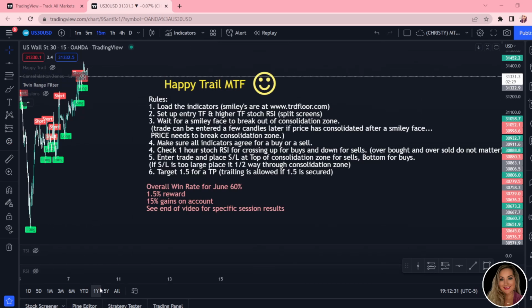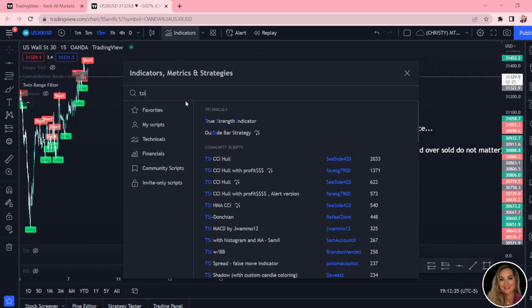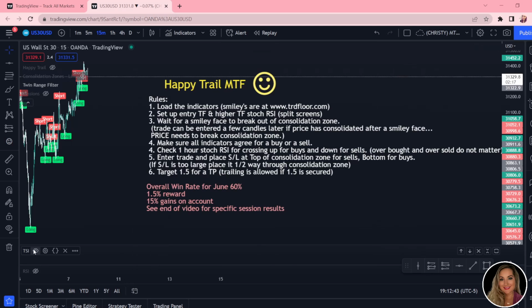The other one you're going to add on is a TSI. Just a basic TSI is fine. You guys can just add on any TSI. It doesn't really matter. Just the regular, standard one is more than good. So just click on that and add that onto your charts.